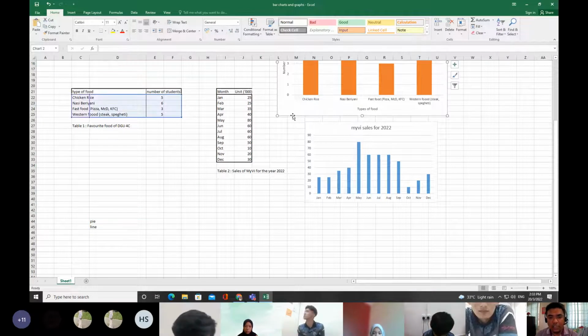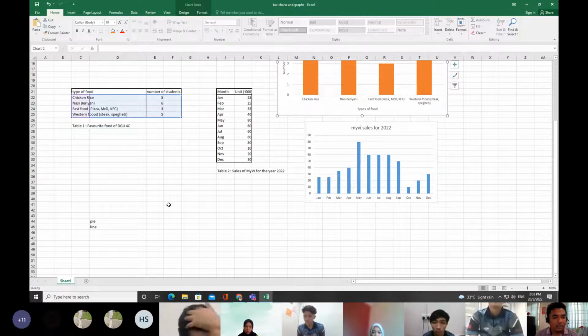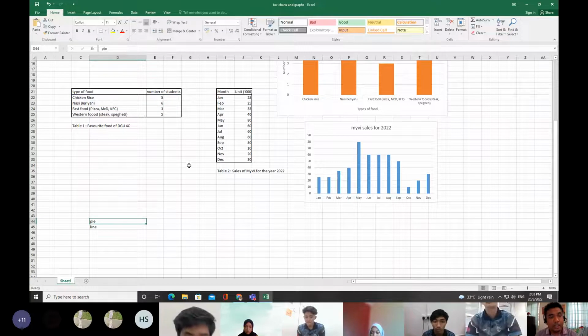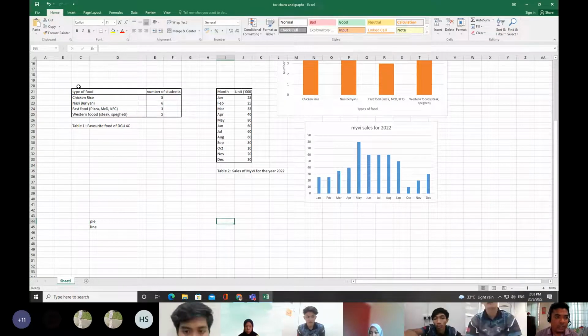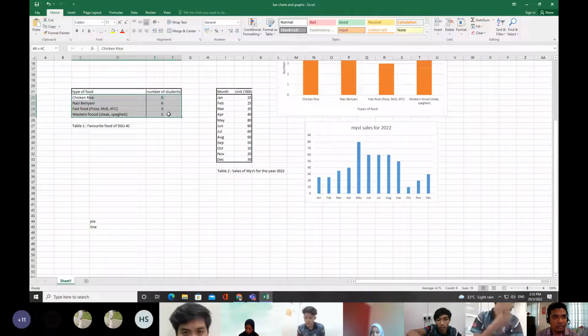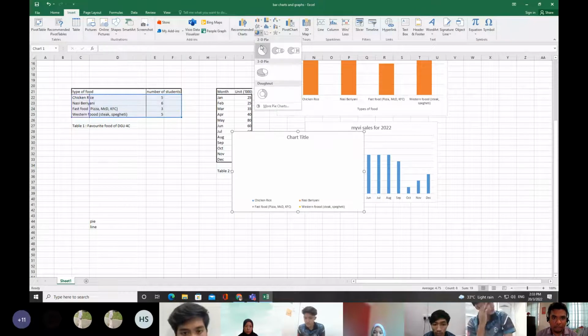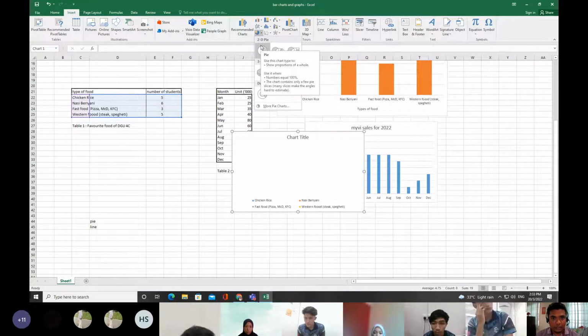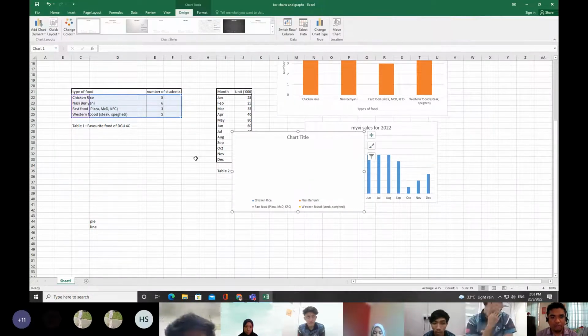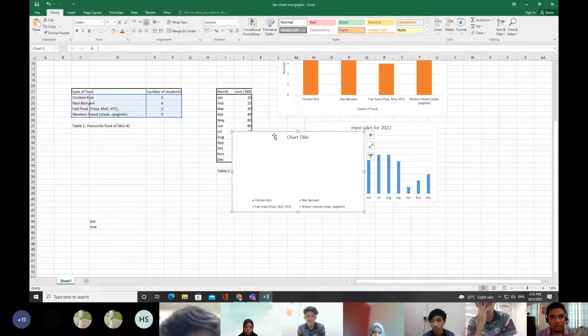Okay, now let's move on to pie chart again. How to create a pie chart is very simple. Just highlight this data. Okay, insert, choose pie chart, type of charts. Maybe I'll choose this one. And it doesn't show up. Wait.